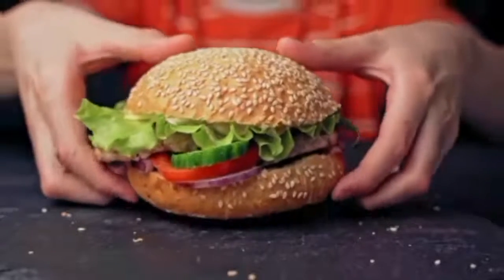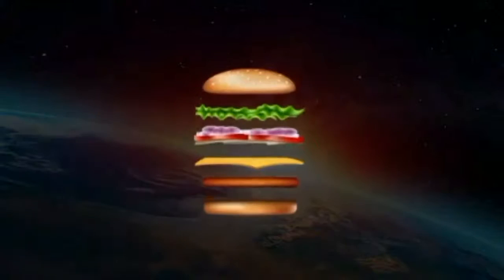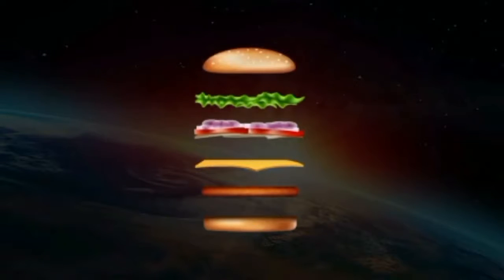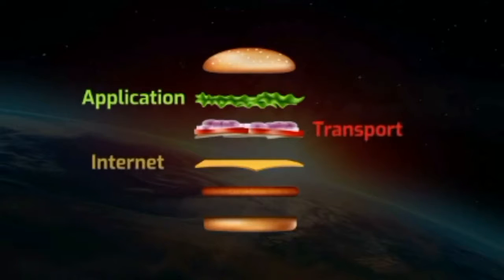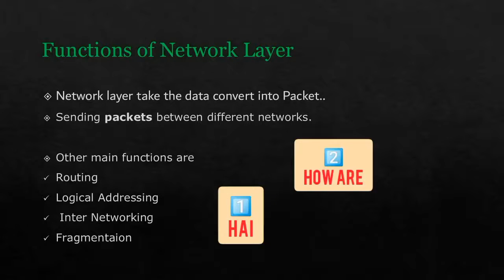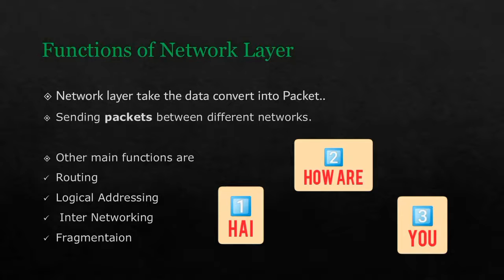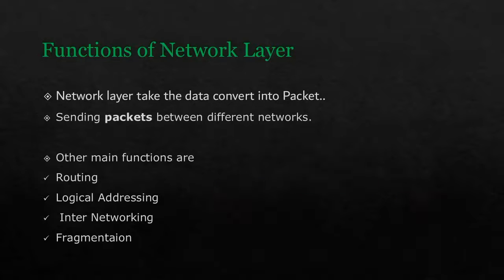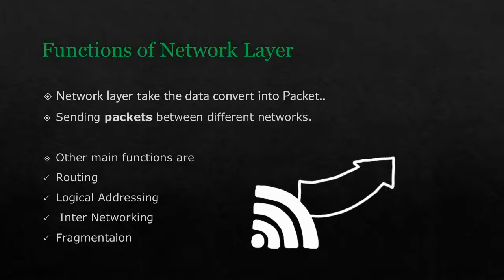Now let's see an example. Take a burger and split it into 4 equal parts. The first part is known as the application layer, the second part is called the transport layer, the third part is the internet layer, and the final part is the network layer. The main function of the network layer is to convert your data into packets. For example, if you send a "hi how are you" message, it is converted into 3 packets: "hi" is 1 packet, "how are" is the second packet, and "you" is the third packet. Likewise, your data is converted into 3 packets and sent over the network to the end user.